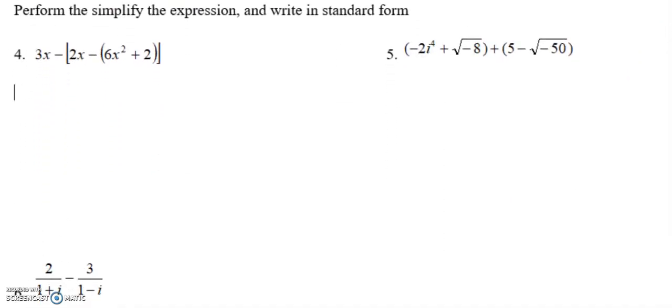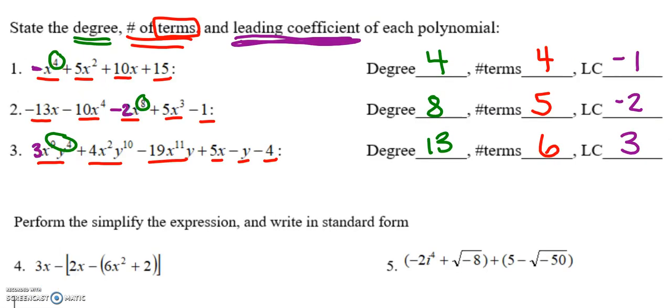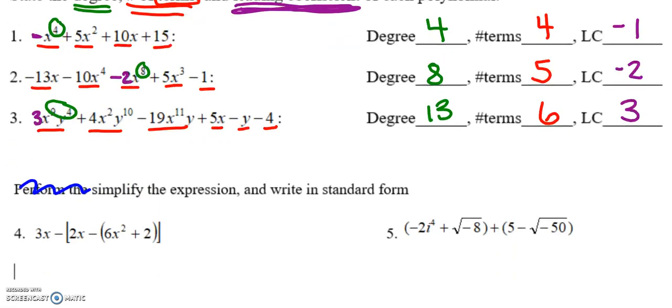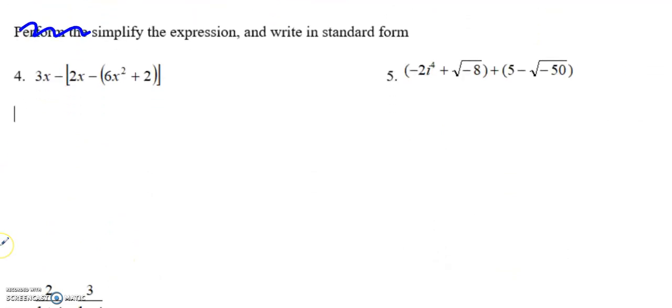All right, 4 through 6 says perform the simplify the expression. That's not right. Should just say simplify the expression. Oh, now I just erased part of it. Should say simplify the expression and write in standard form. Okay, a little bit of a typo on your packet. I apologize. All right, so starting here, I'm going to think about, these are brackets. I didn't quite copy very well.